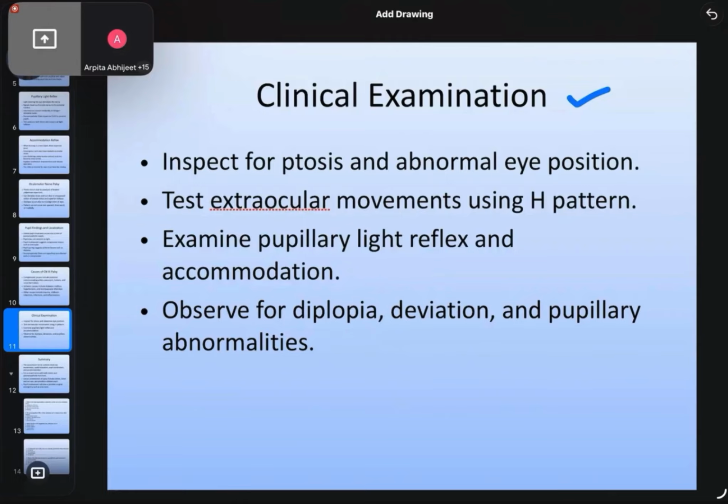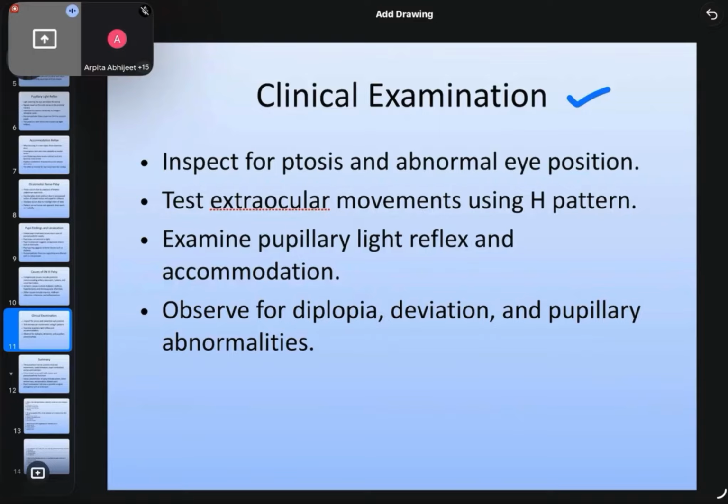Clinical examination: inspect for ptosis and abnormal eye position, test extraocular movement using H pattern and accommodation, observe for diplopia, deviation, and pupillary abnormalities.